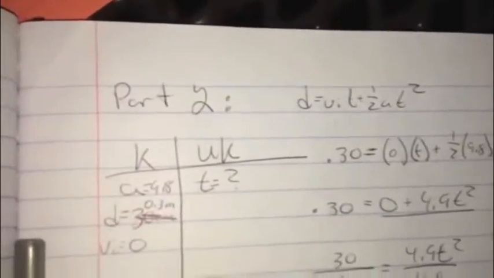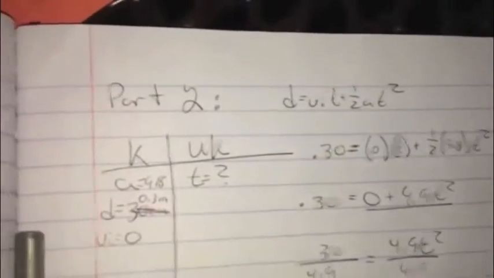For the second part, you have to use the equation D equals VI times T plus 1/2 A T squared. Now, A is the acceleration due to gravity, and that's always going to be 9.8 meters per second squared. Remember that. You might have a test on it. Your D, in my case, is the D of Y, which is from that dot to the floor.